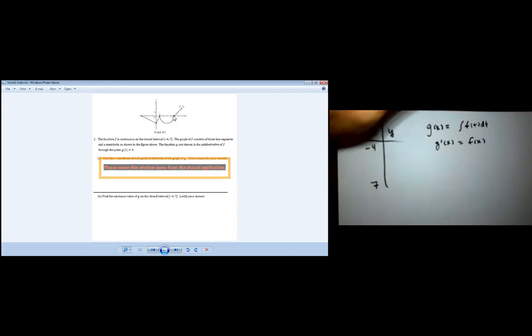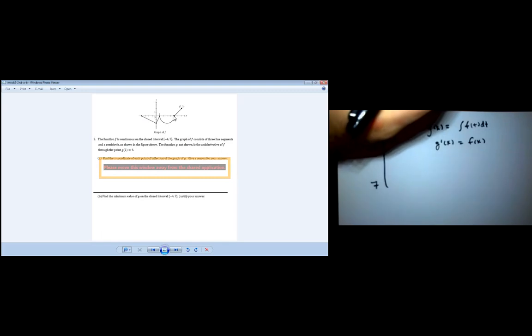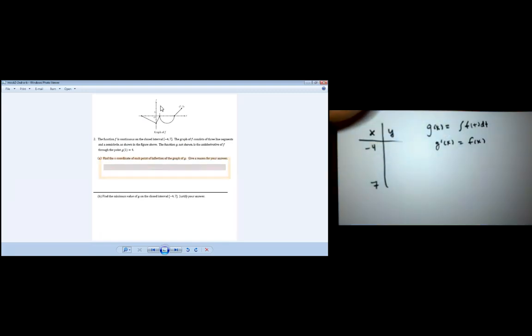Now, we're trying to find a minimum. As of right now, I'm evaluating this as if it's the derivative. If this is the graph of the derivative, is it possible that I have a minimum value at 1? Why or why not?